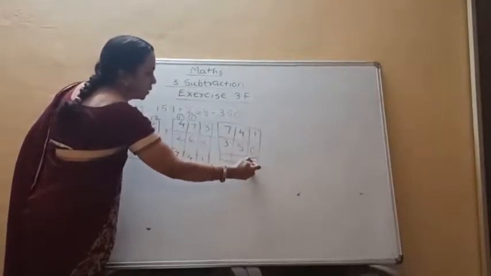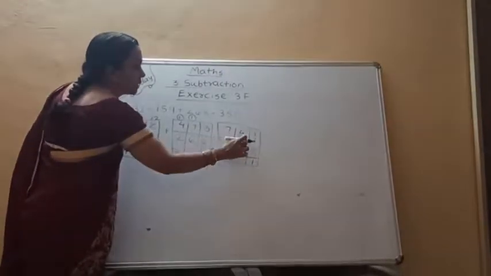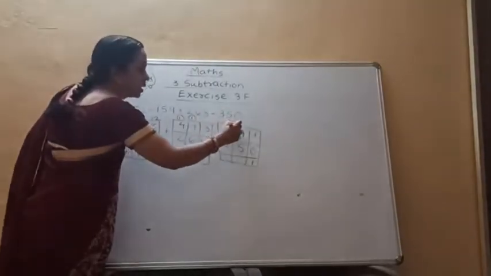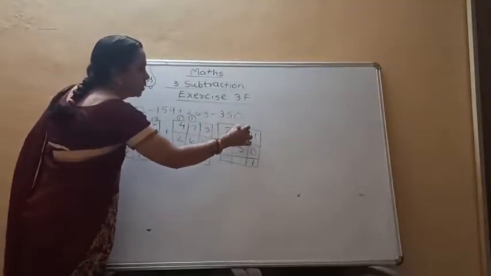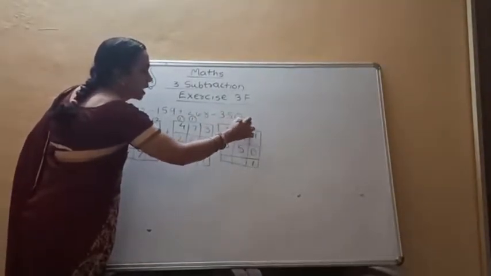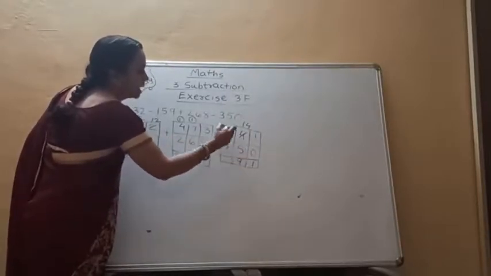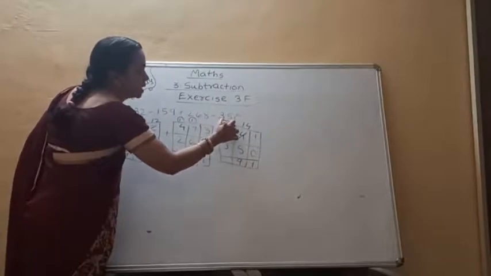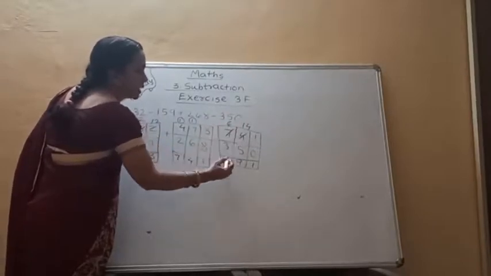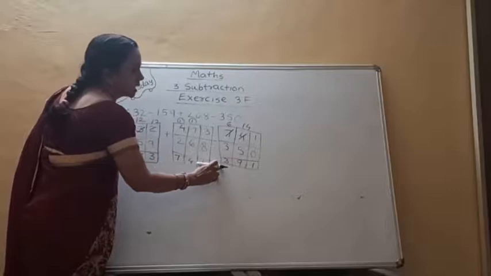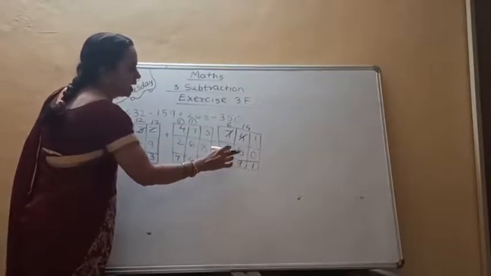1 minus 0, 1. 4 minus 5, not possible. So, take 1 from this 7 and write down here 14. 14 minus 5, 9. 7 minus 1, 6. 6 minus 3, 3. So, what is our answer? 391.